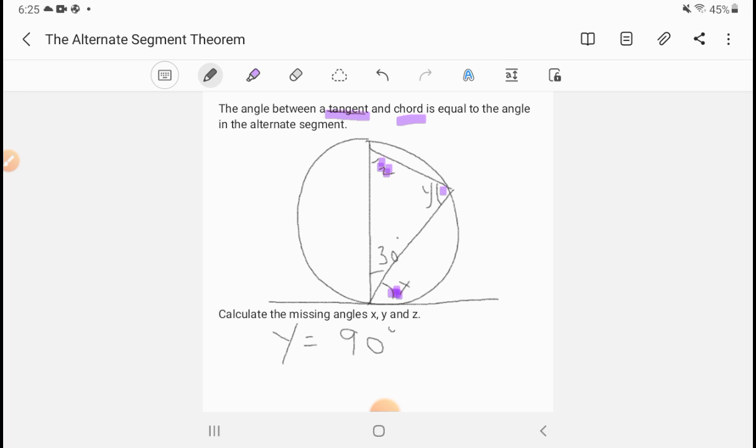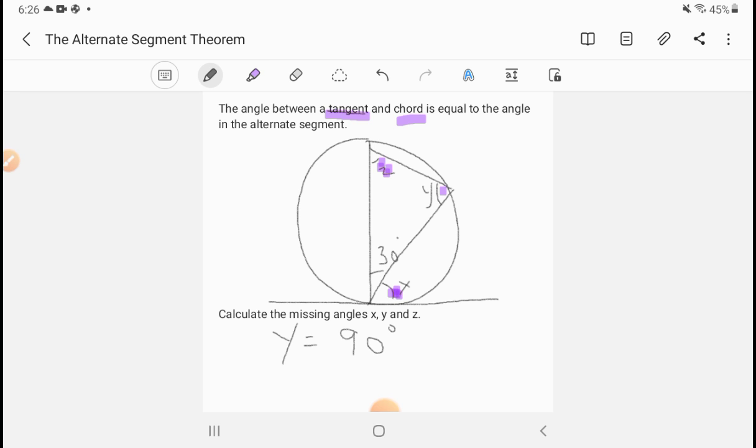Okay, and that is based on a previous theorem. You see how many theorems tend to operate at once within one circle? So Y is 90 degrees. And then let's calculate Z.